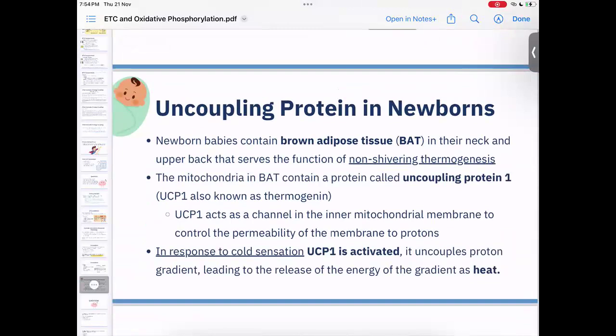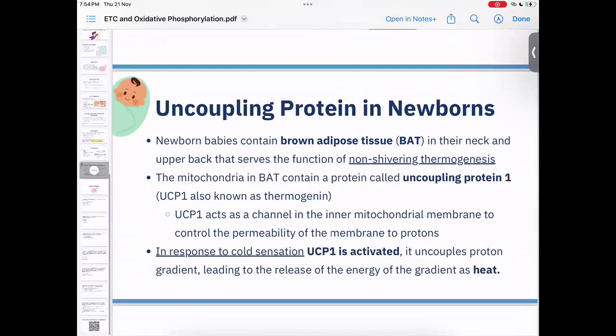Okay, so for uncoupling protein in newborns, this is an important idea for you guys to remember. And I believe if they were to get any type of tricky question, they'd test you based on the understanding from these few slides. Newborns have a specific thing that we as adults don't have: they have brown adipose tissue in their neck and upper back. It serves the function of non-shivering thermogenesis.